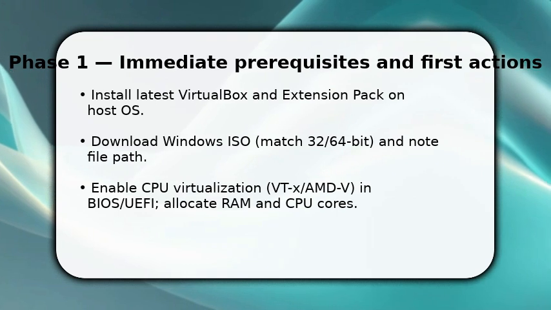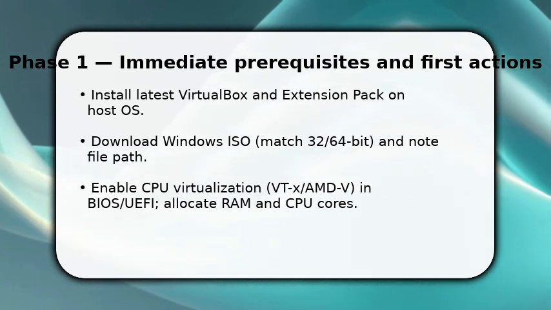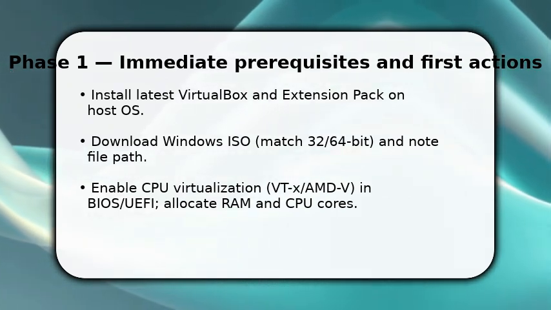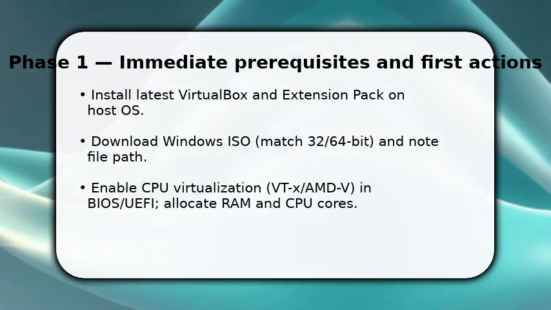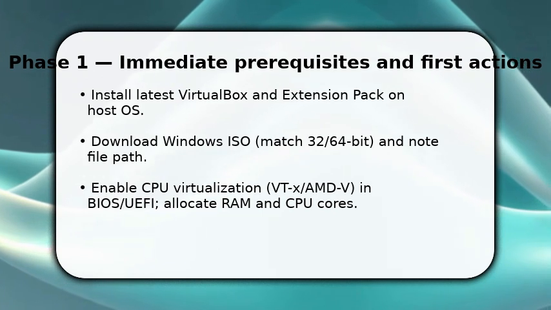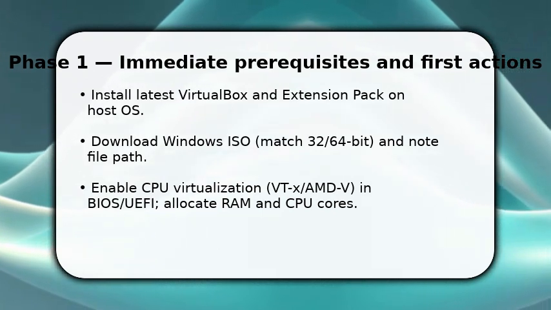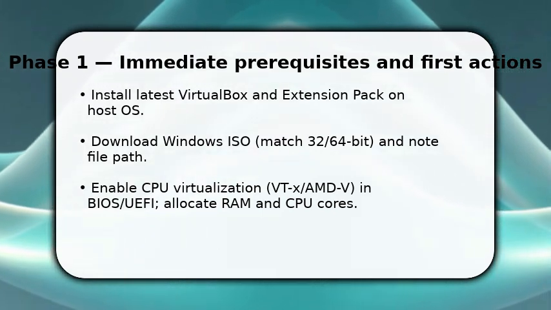Next, create a new VM, pick Windows version, assign RAM and processors, balance host needs and VM requirements. Finally, create a virtual hard disk with VDI format and dynamically allocated storage to save host space.